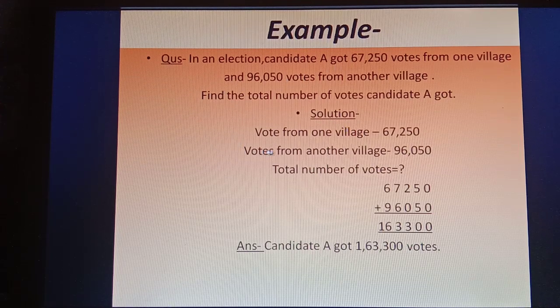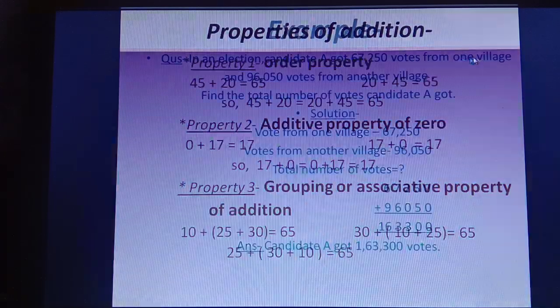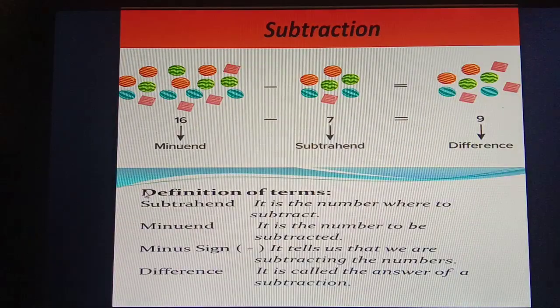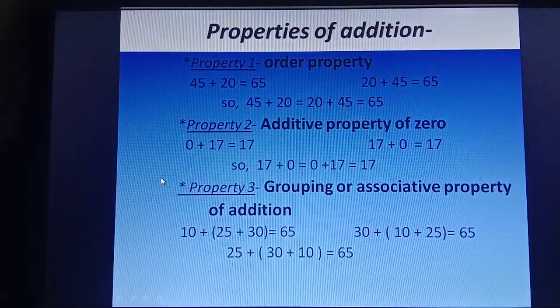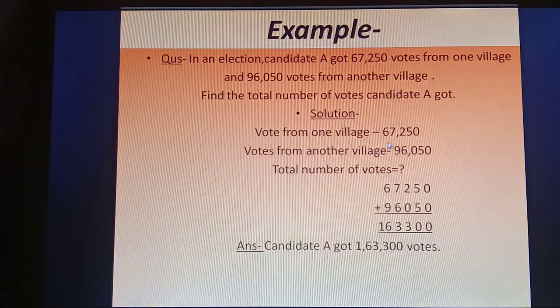The solution is, first you will write the statement. So the statement you will write: vote from one village, 67,250, then vote from another village, 96,050. Now for the total number of votes, naturally you will add here. When you add you will get the answer: 0 plus 0 is 0, 5 plus 5 is 10, 1 carry will be shifted to hundreds place.